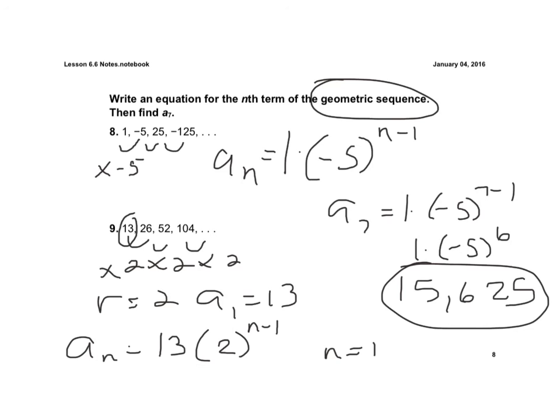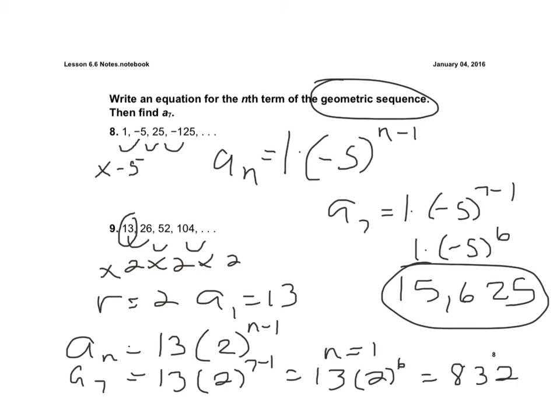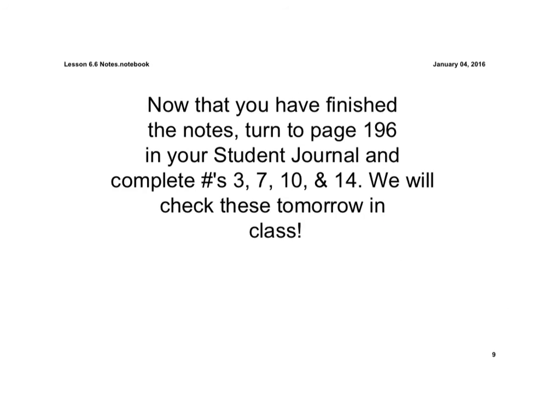So now, we want to find the 7th term. a sub n is equal to 13 times 2 to the 7 minus 1, which would be equal to 13 times 2 to the 6th, which when we do this, we would get an answer of 832. All right? So now, that's geometric sequences. That's using them to find the nth term of a geometric sequence and writing the equation for the nth term of a geometric sequence.